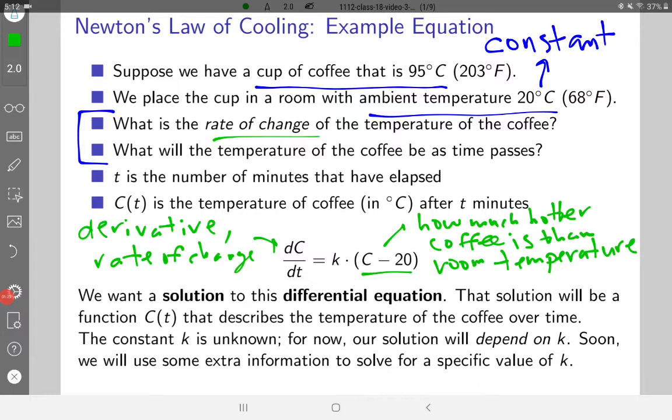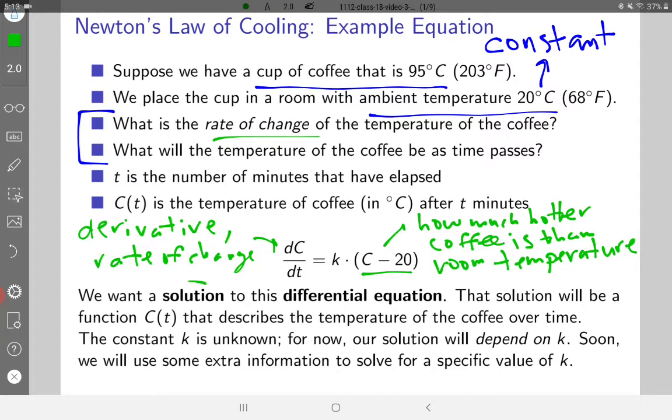So this differential equation says that the rate of change, how quickly the coffee is cooling down over time, at any moment, is a constant multiple. It's proportional to how much hotter the coffee is than room temperature. This is a differential equation. It's an equation that involves a function and its own derivative.